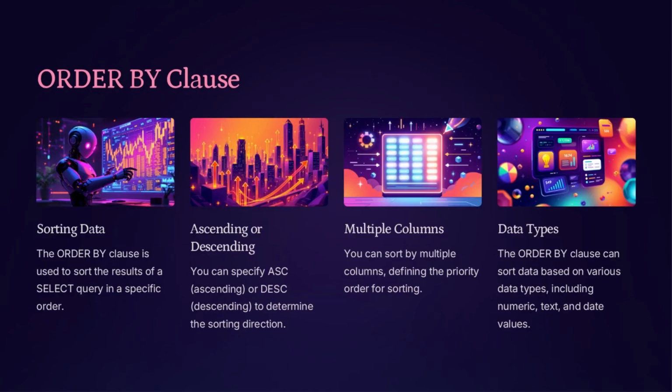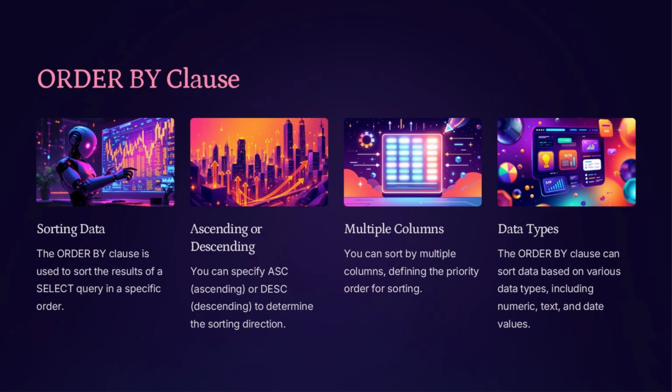The ORDER BY clause is a powerful tool for sorting the results of a SELECT query in a specific order. You can sort in ascending (ASC) or descending (DESC) order, depending on your needs. Sorting by multiple columns allows you to define the priority order for how the data is sorted. The ORDER BY clause can handle a variety of data types, including numeric, text, and date values, making it a flexible and versatile feature. Proper use of the ORDER BY clause can greatly enhance the readability and usability of your query results.